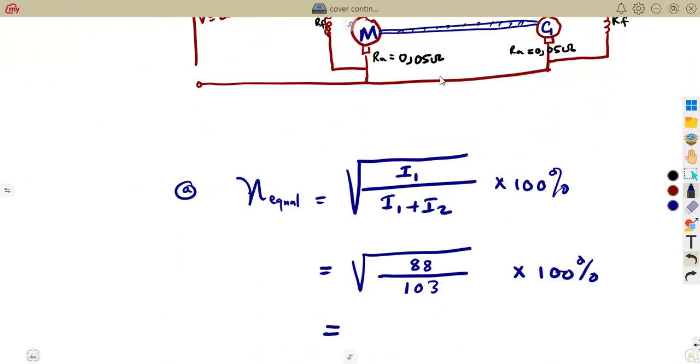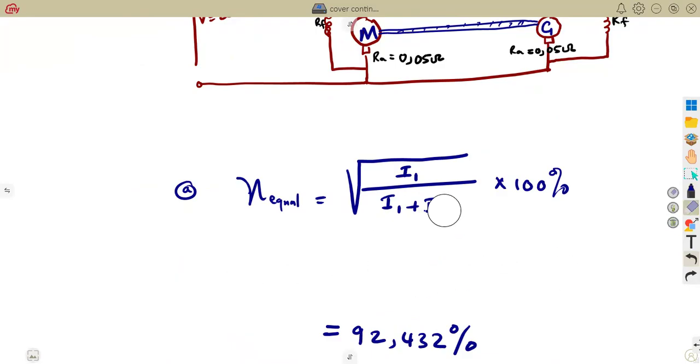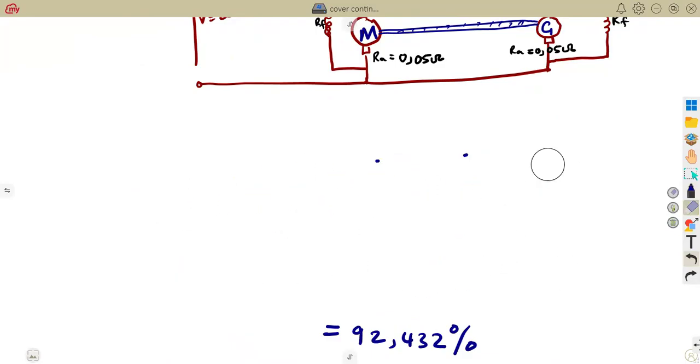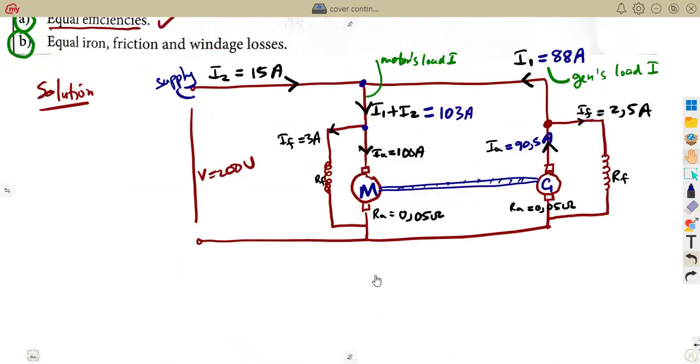For equal efficiencies, you use this formula. All right. So that was going to give you something like 92.432%. Just like that. So for equal efficiencies, guys, your formula is just direct like this. All right. So you just need your diagram. As you can see, once you have those currents, you just need to substitute, then determine your efficiency.